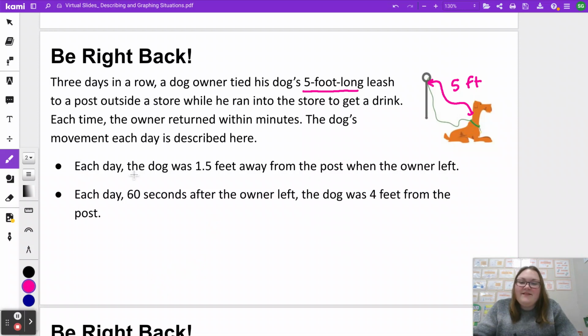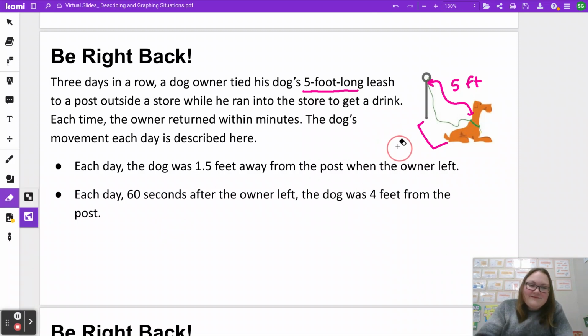Every single day, the dog was 1.5 feet away from the post when the owner left. So even though that leash is 5 feet long, the dog can be closer to the post. And so when the owner left, the dog is 1.5 feet away. And then 60 seconds after the owner left, the dog was 4 feet from the post. So the dog must move in that first minute because he's now further away after 60 seconds. That is true for day 1, day 2, and day 3.